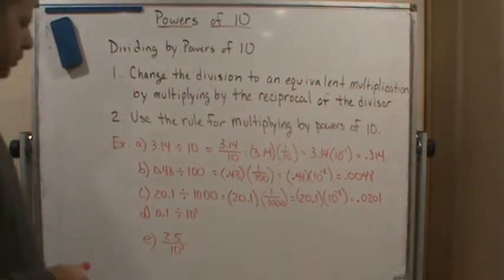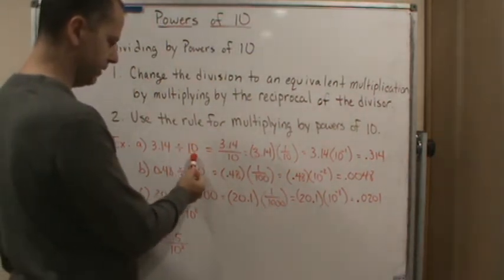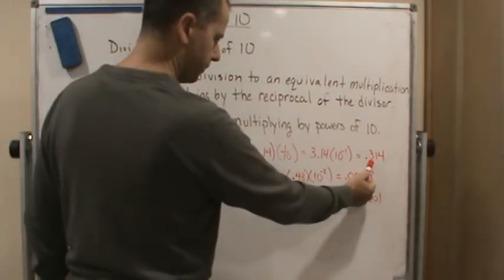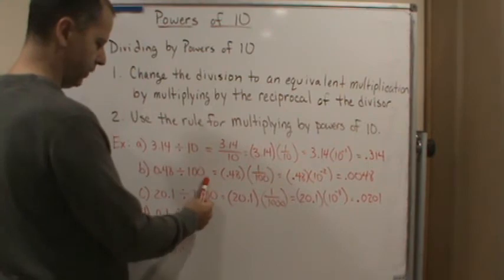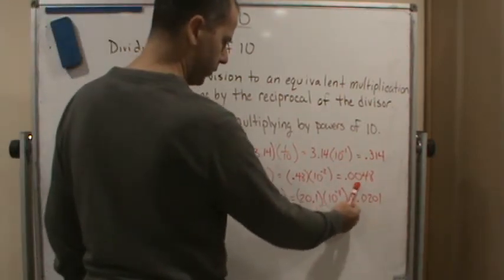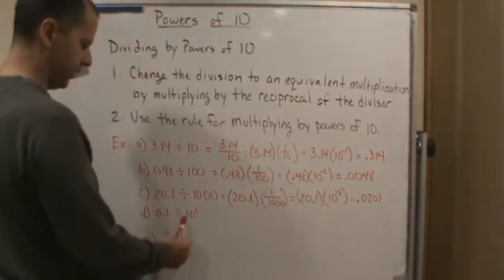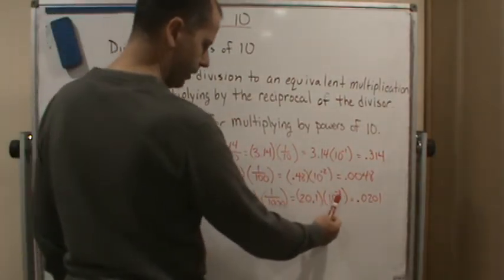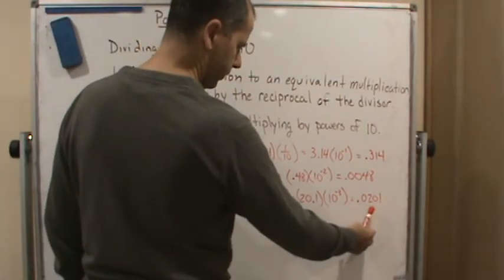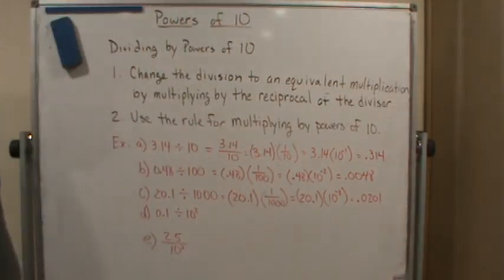And again, just notice that, hey, we're dividing by 10. We move the decimal point to the left 1 place value. We divide by 100, notice there are 2 zeros, so we're going to move the decimal point to the left 2 place values. And then 1,000 has 3 zeros. Raised to the negative 3, we're going to move the decimal point to the left 3 place values. Okay?